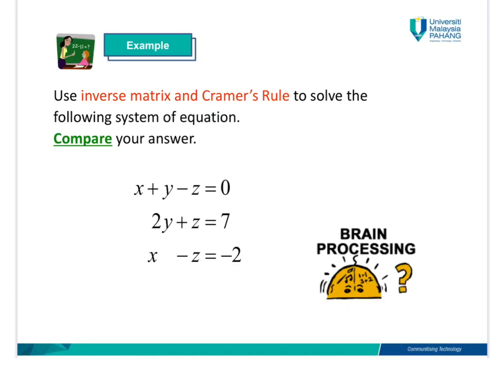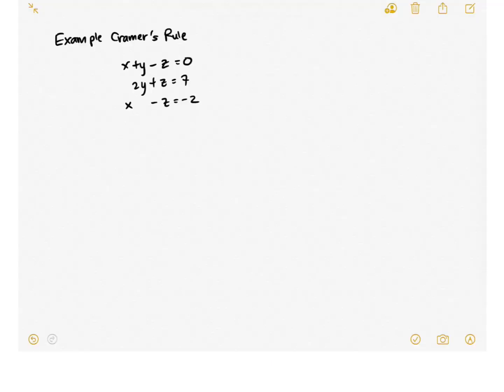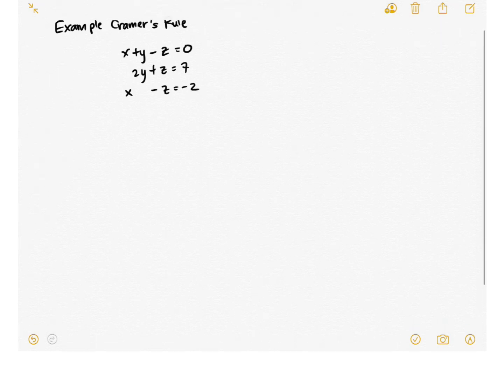Use inverse matrix and Cramer's rule to solve the following system of equation. Compare your answer. So I will do Cramer's rule and you do inverse matrix. Okay, so this is example for the Cramer's rule just now. You have x plus y minus z equals to 0, 2y plus z equals 7, and x minus z equals to negative 2. So first of all, we change this system of linear equation into matrix form.